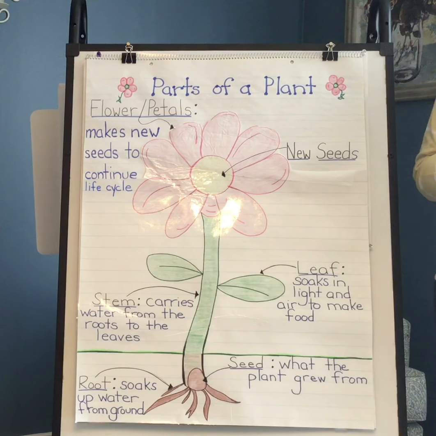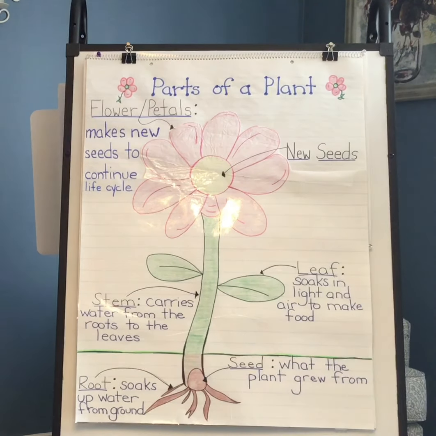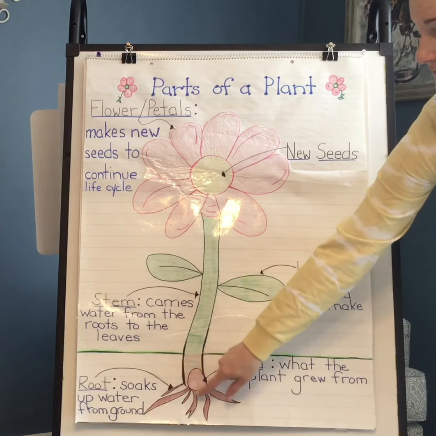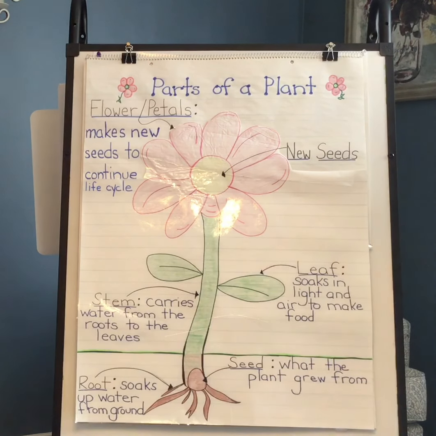And today we're going to focus on the different parts of a plant. So I've got our poster here with all different parts of a plant, and let's go through all of them. We're going to start down at the bottom because this is where everything begins for our plant. And this little round thing here is a seed.